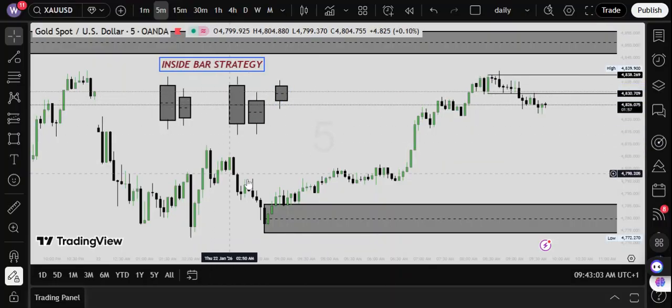Now this strategy happens most of the time in the day, almost every time in the day. But this is the best way to trade it. When you have an inside bar candle in your support area or your resistance area, it's a high probability trade. It holds high probability, right? And how do you trade it? You trade the breakout of that inside bar.